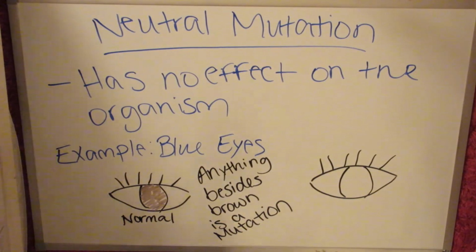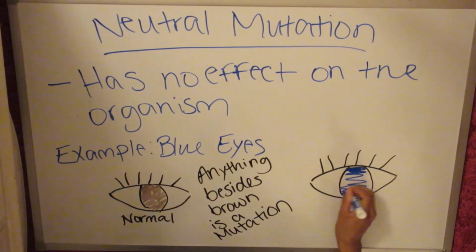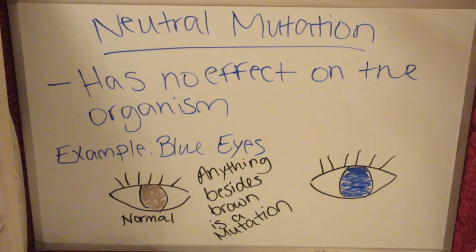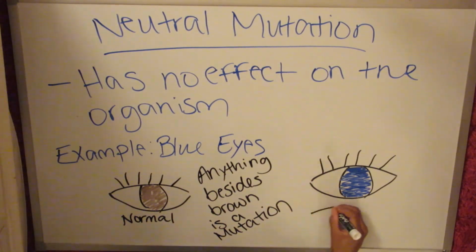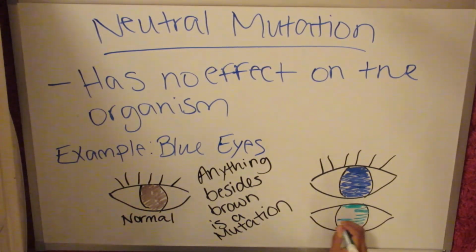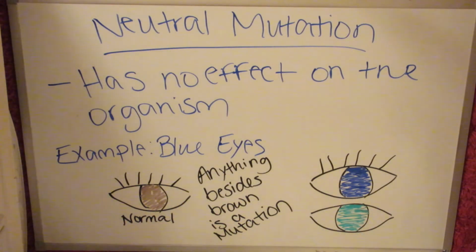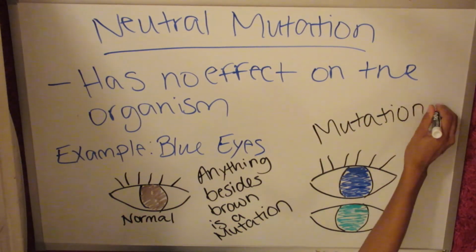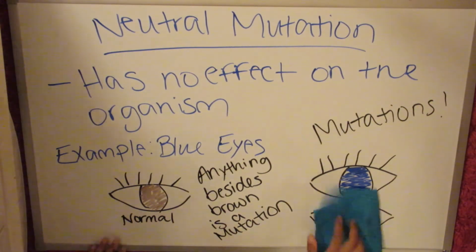And so we talked about genes and hereditary information and all of that. So if your parents have blue eyes and then you come out with blue eyes, they pass that mutation down to you. Mutations can be genetic. They can be passed down. And if you have green eyes, that's a mutation as well. Anything besides brown is a mutation. But having blue eyes or green eyes doesn't affect you negatively or positively. It's just part of who you are.